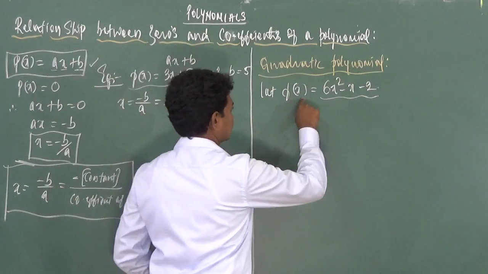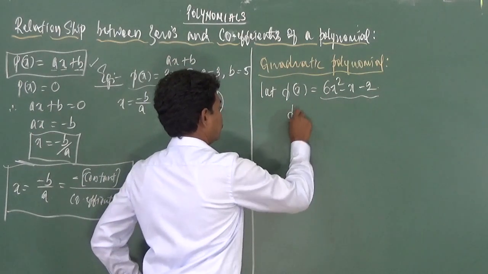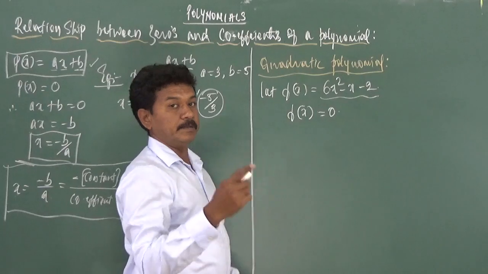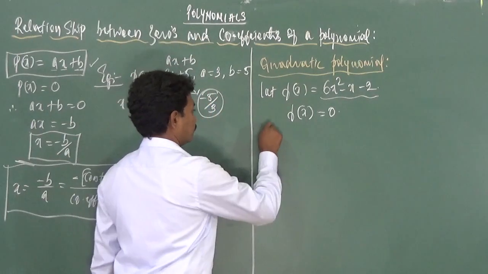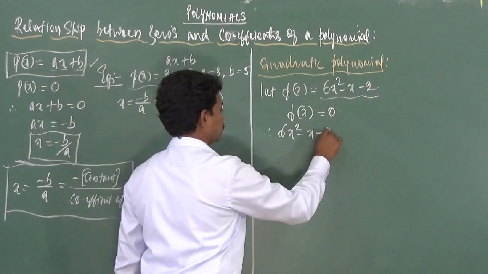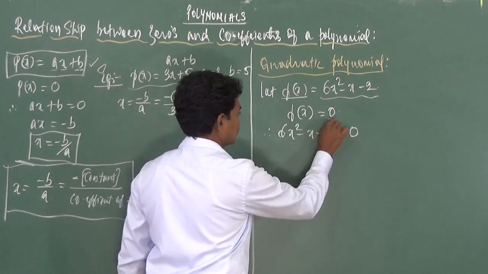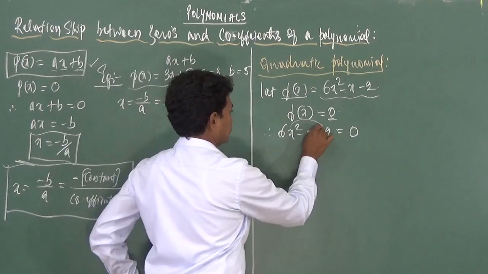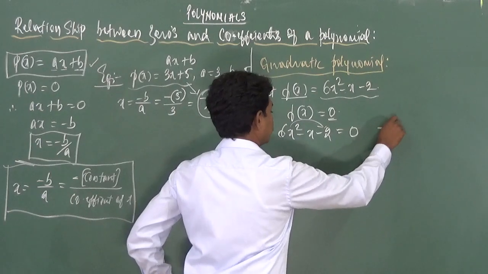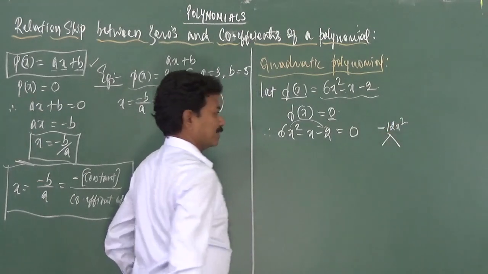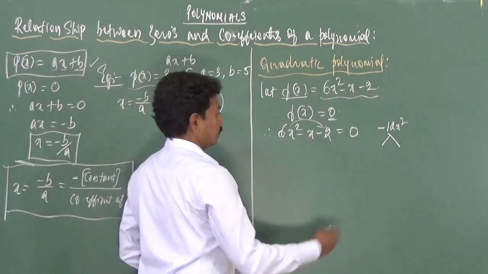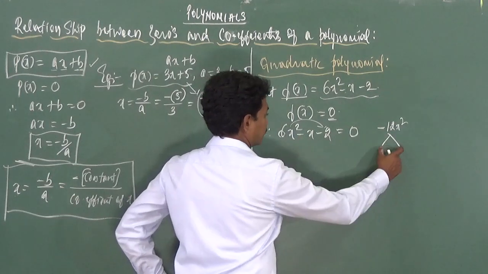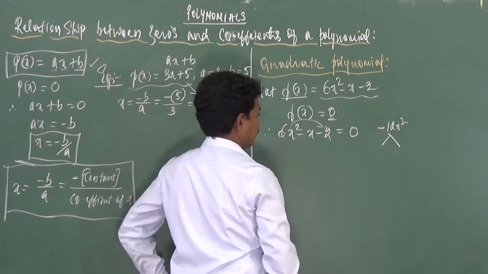As I am going to find the zeros of this polynomial, f of x will be equal to 0, because we have to make the polynomial equal to 0. Therefore 6x square minus x minus 2 is equal to 0, because f of x is 0. So now 6x square into minus 2, that is minus 12x square. By the sum and product method, we will split the terms, what you have learned in your previous classes. When you add these two terms, you should get minus 1x, and when you multiply these two terms, you should get minus 12x square.